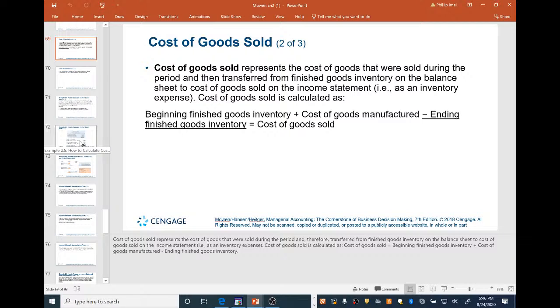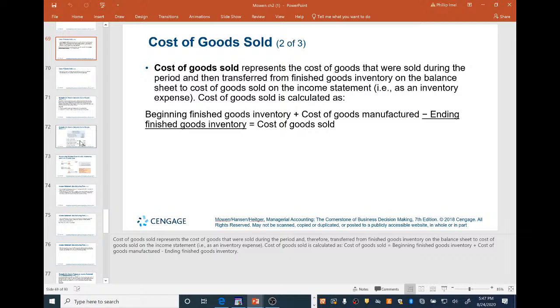Okay, so cost of goods sold represents the cost of goods that were sold during the period and then transferred from finished goods inventory on the balance sheet to cost of goods sold on the income statement. So we've already established that there's a direct correlation between inventory and cost of goods sold, right? Beginning finished goods inventory plus cost of goods manufactured minus ending finished goods inventory equals cost of goods sold.